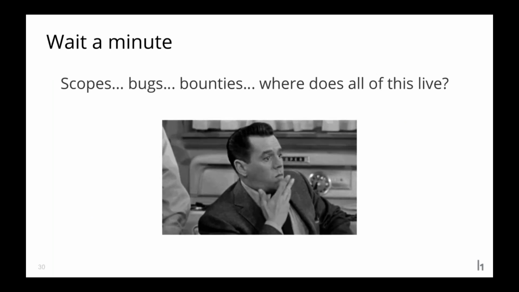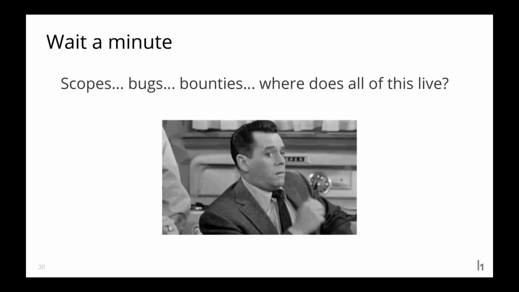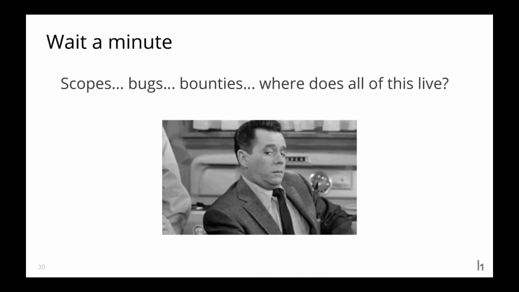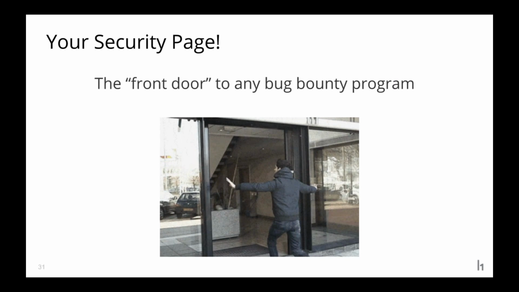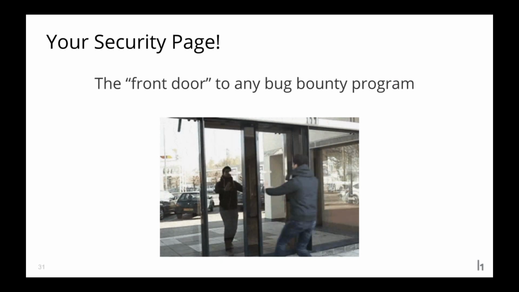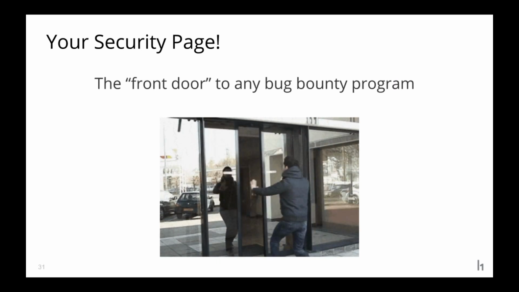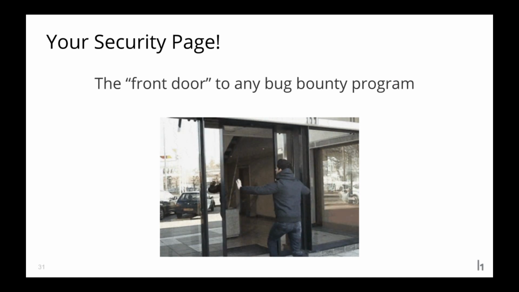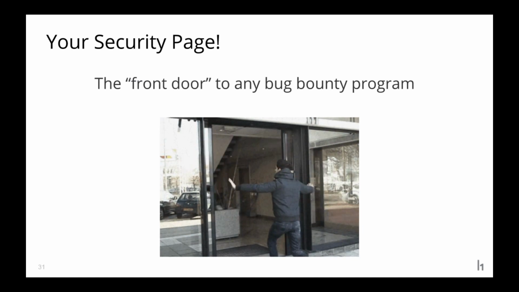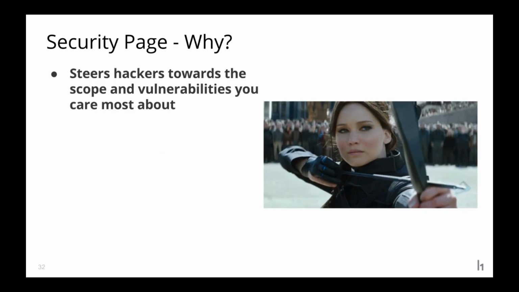All right, so we're thinking about scopes, we're thinking about bugs, we're thinking about bounties, but where do you actually put all of this information? How do you communicate this to the hackers that are participating in your bug bounty program? All of this information should live on what's called your security page. Some people like to call this the rules of engagement or program policy. Whatever you call it, it's essentially the front door for any hacker that wants to participate in your bug bounty program. This is the very first thing that any hacker is going to look at before they start testing.